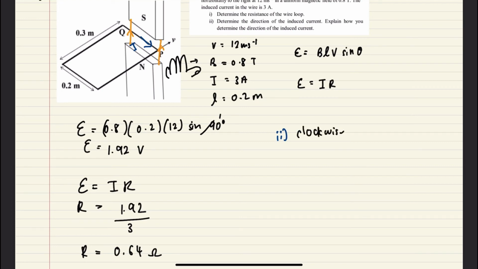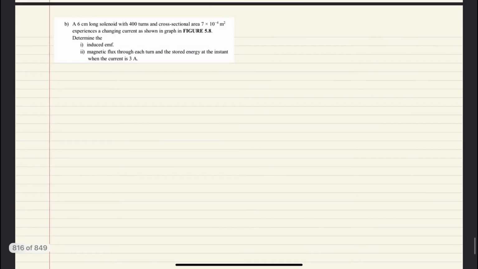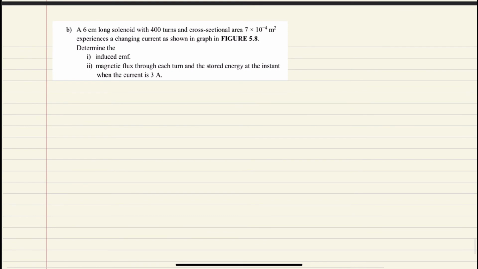Okay. If you want to explain step by step. Magnetic field where, induced magnetic field where, and then based on Lenz law, you want to oppose, and then you determine using right hand rule to determine the induced current. Okay, part B. 6 cm long solenoid, 400 turns, cross sectional area 7 times 10 negative 4. Explain the changing of current. Determine the induced EMF, magnetic flux through each turn, and the stored energy.